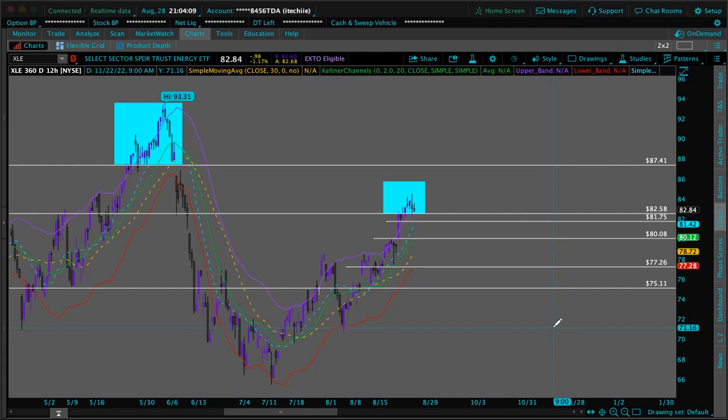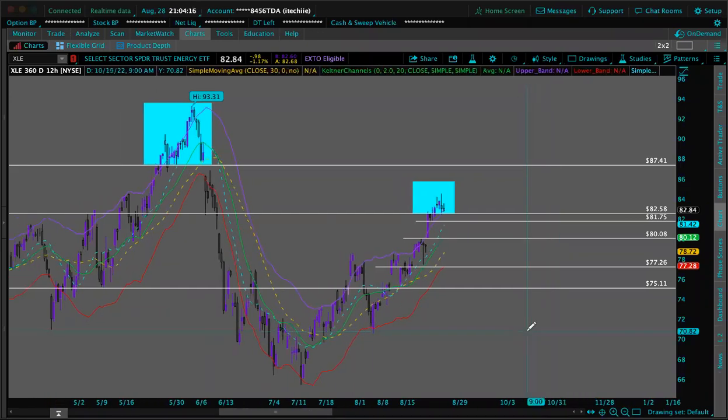The amount of contracts you hold is up to you. It's not up to anybody else. Play small and it will build up. I'm going to stop now.